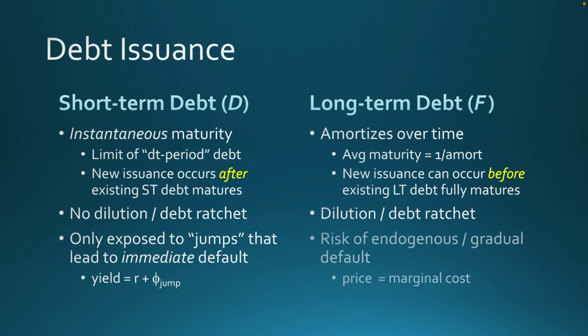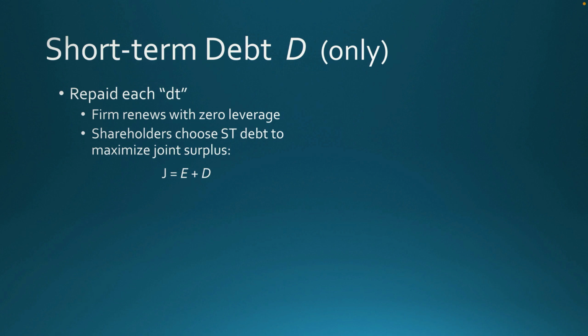Long-term debt is going to create, in fact, a risk of endogenous or gradual default. And the pricing, as we'll talk about in a moment, is going to be priced equal to, in equilibrium, the marginal cost to the issuer. Okay. All right, so let's think about what happens.